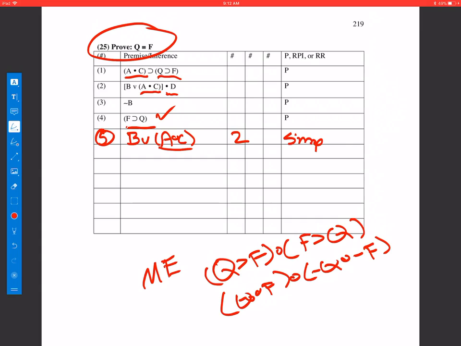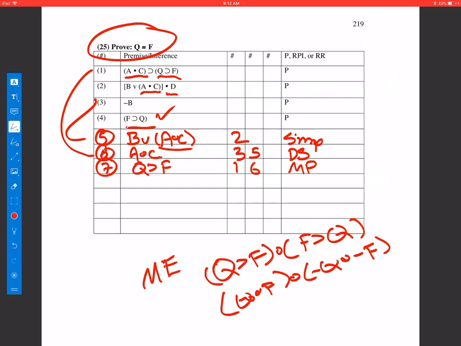We have an OR on line 5. The main operator is an OR, so we need a not B to get to the A then C. Fortunately, we have a not B on line 3, so 6 is just A and C from 3 and 5, disjunctive syllogism. Now with that A then C, let's think about line 1 again. We can get Q then F, that's 1 and 6, modus ponens.